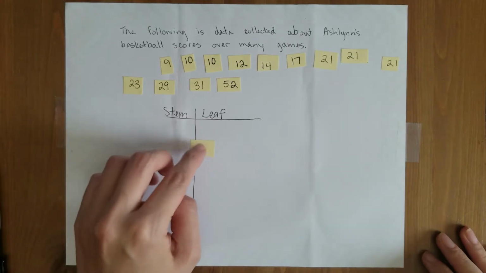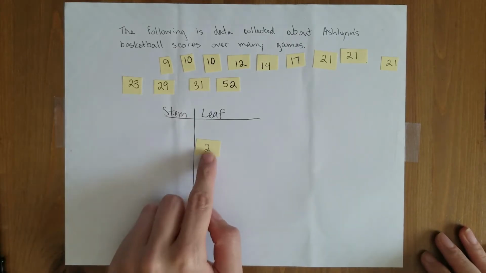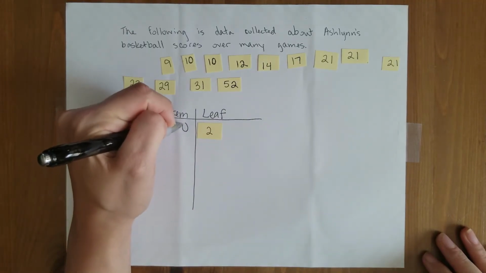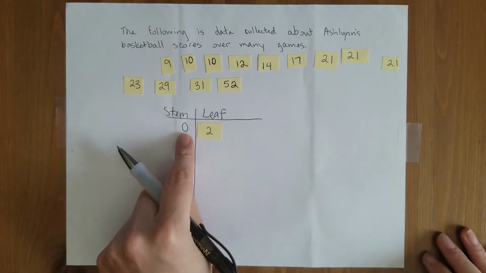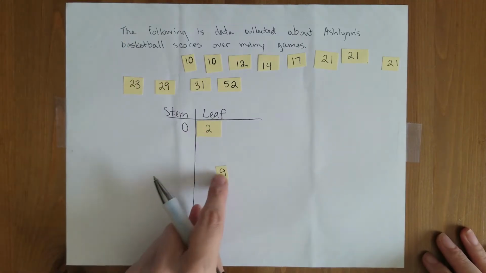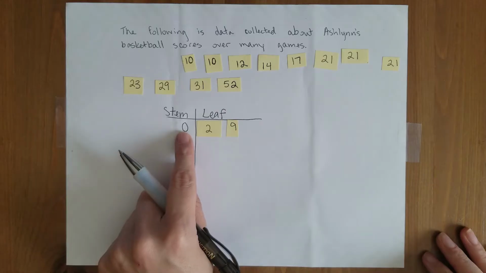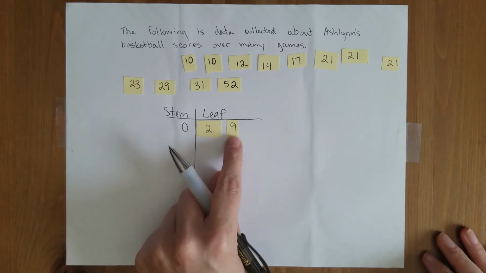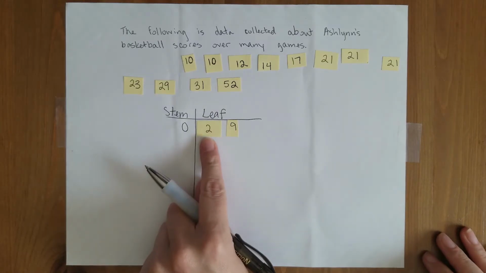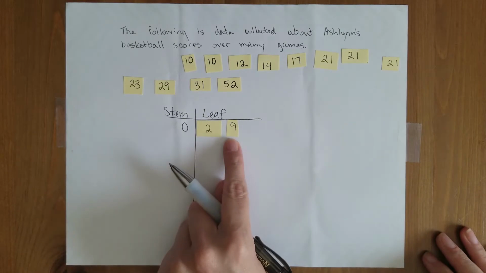In one game, they only scored 2 points. 2 actually gets a stem of 0 because there are 0 tens and 2 points. We can do the same with 9. 0 tens and 9 ones. So far we can tell by looking at the stem and leaf plot that in one game, Ashland's team scored 2 points, and during another game, they scored 9 points.